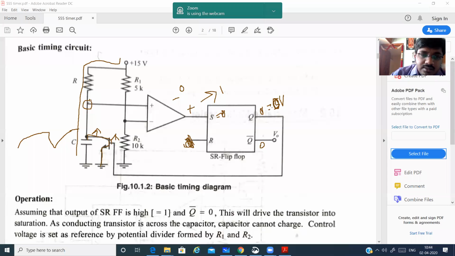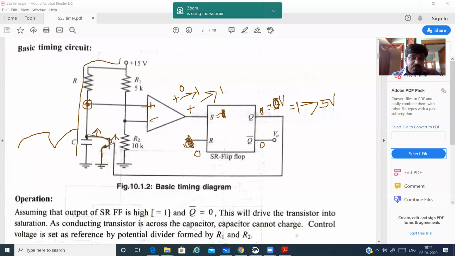Now again, this voltage becomes greater than this voltage. When this voltage becomes greater than this voltage, positive is greater than negative, and the output becomes positive. When output becomes positive, it becomes logic 1. So S becomes 1 again, and during that time R is made 0. With S equal to 1, Q also becomes 1, and you know that logic 1 is equal to 5 volts. So 5 volts is given to the base of the transistor, and the transistor is switching on again.